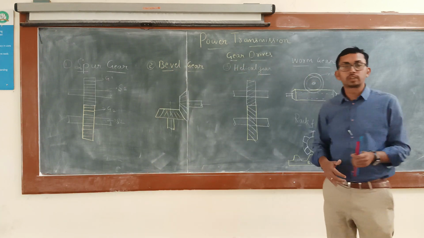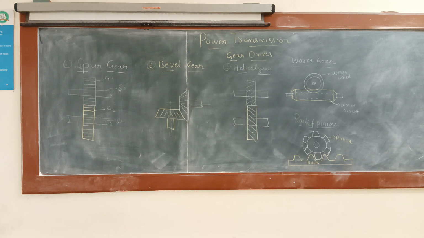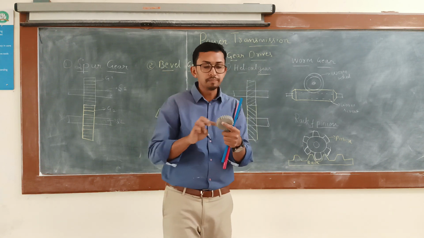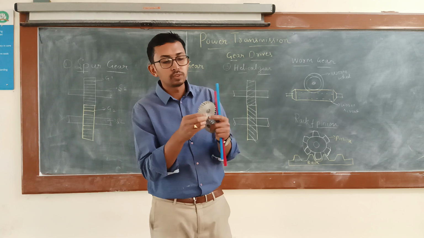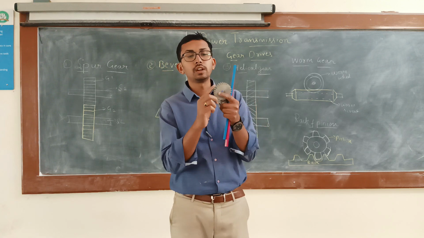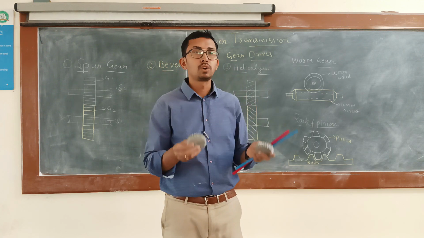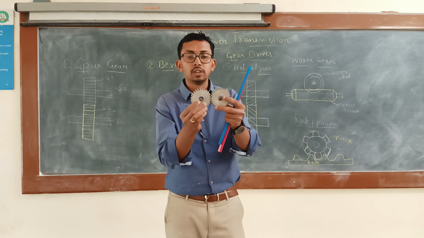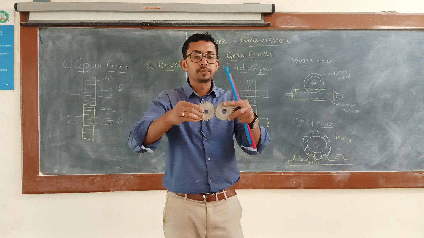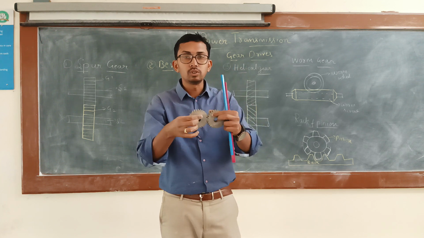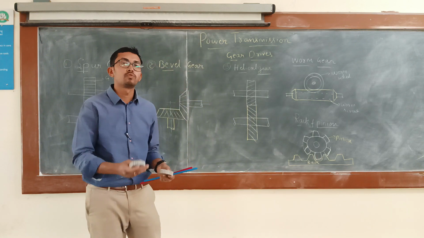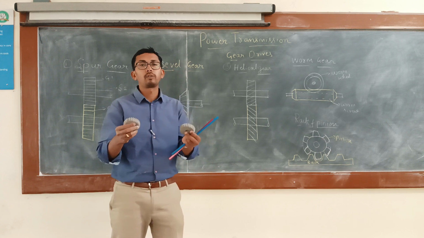So what are gears? Gears are toothed wheels. For example, these are two gears, which are toothed wheels. This is a circular wheel, and on the circumference of the wheel we have teeth. This we call a gear. When these gears mesh together and the driver gear rotates, the driven gear also rotates. This is the transmission of power from one shaft to another shaft with the help of gears.